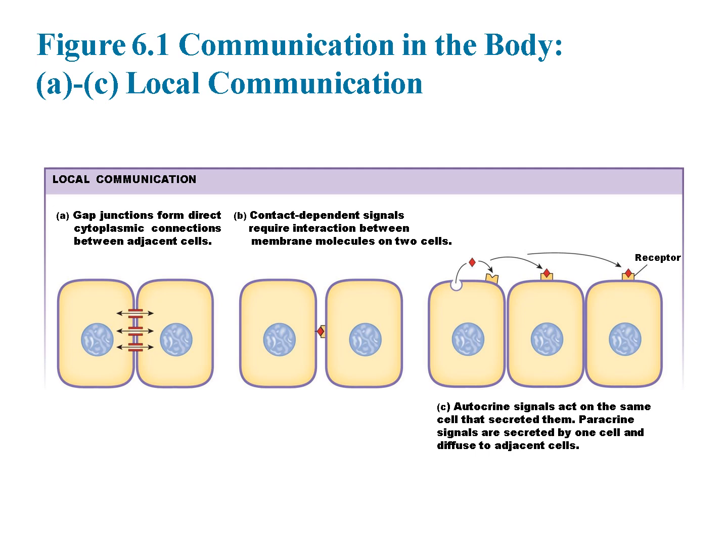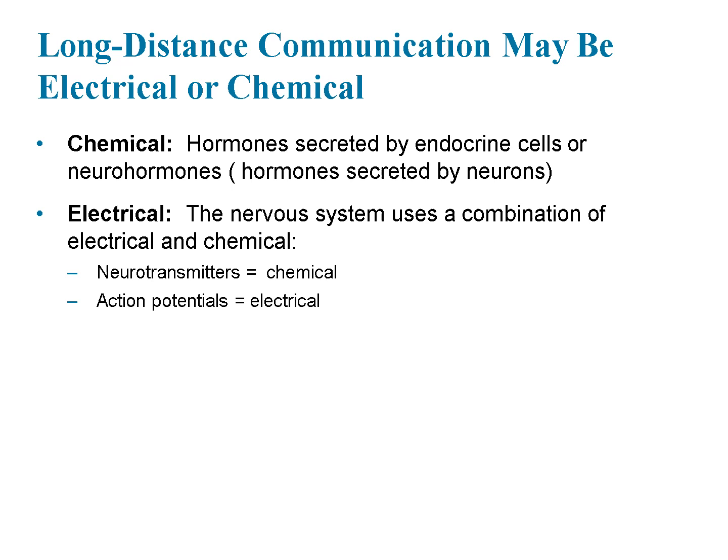regulating longer-term processes. Long-distance communication within the body relies on both chemical and electrical signals to ensure messages reach their intended targets, whether near or far. Let's start with chemical communication. Hormones, secreted by endocrine cells, are a prime example of long-distance chemical messengers.